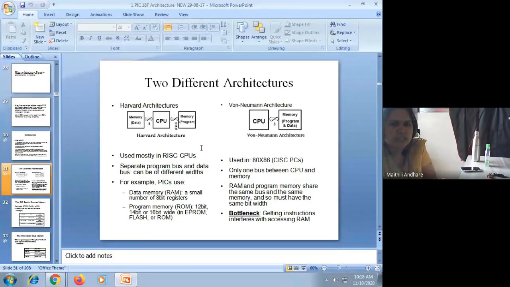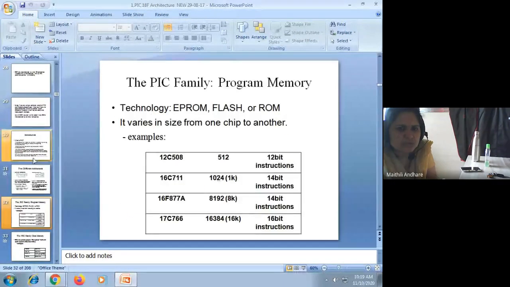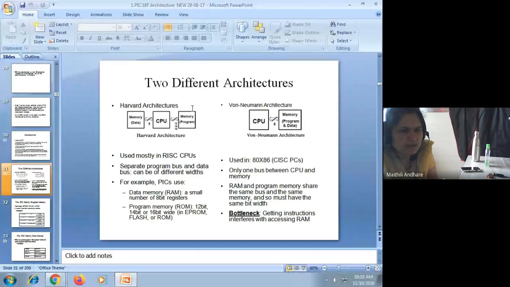Again, we have studied the difference between von Neumann and Harvard architecture. Already we have studied it at the time of 8051, but this PIC microcontroller comes under the Harvard architecture. That is, the program memory and data memory are separate. We have seen the advantages and disadvantages. Because the memories are separate, data can be fetched simultaneously, so the speed increases there.